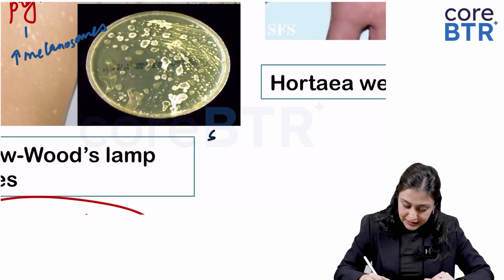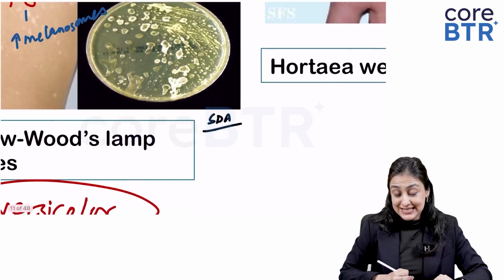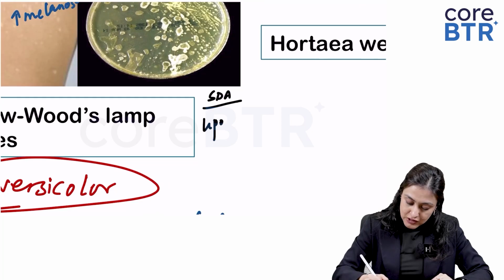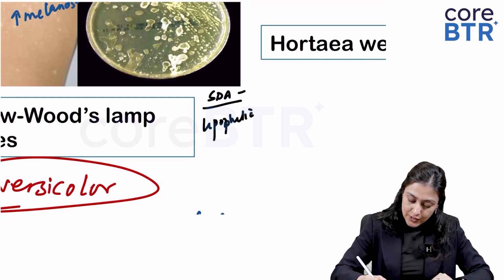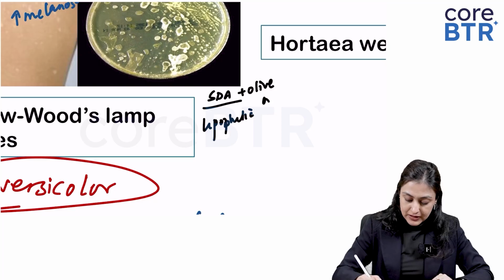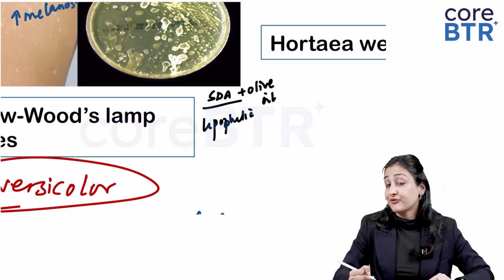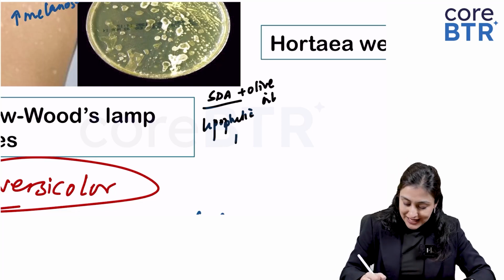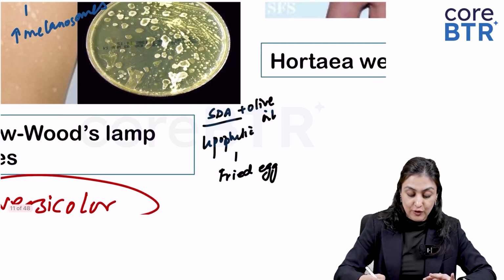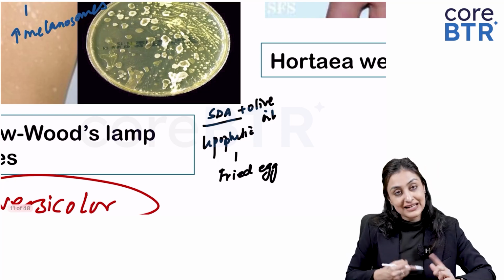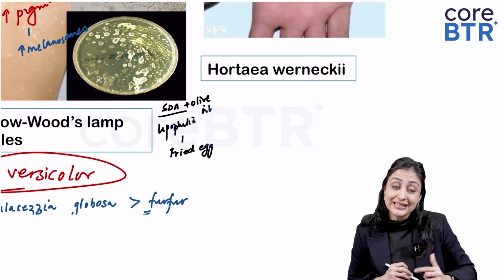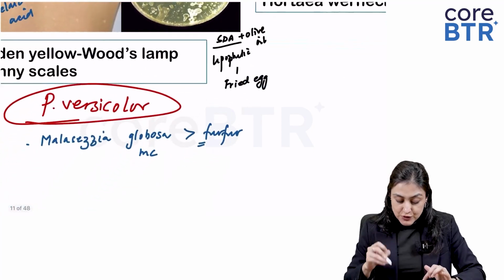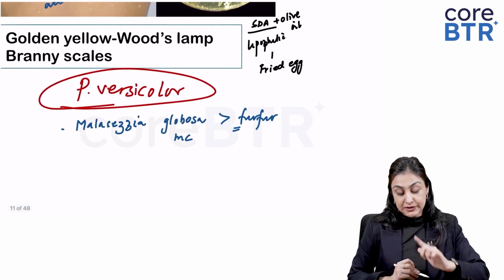And for all fungi, you can culture it on SDA. Because this particular fungus is lipophilic, I also add some olive oil. What happens when you want to make a fried egg? Would you put oil in it? Always. So that is why this is called fried egg, because you put olive oil. So this looks like fried egg. This is fried egg appearance, one of many we will learn as we go along. So this is P versicolor.